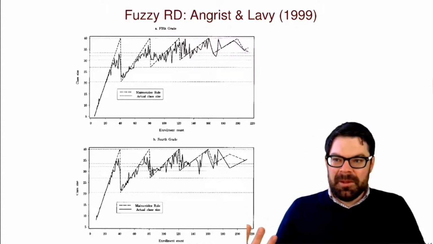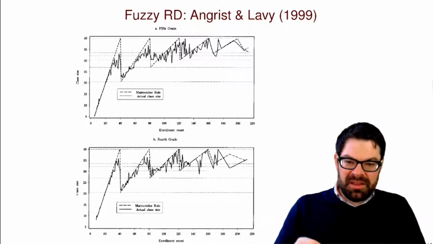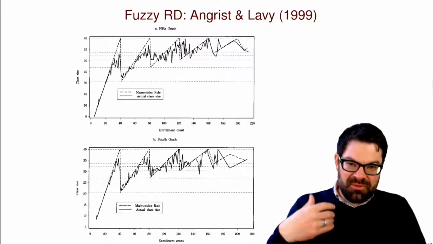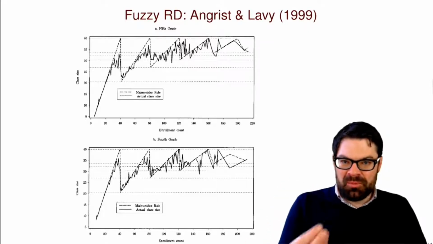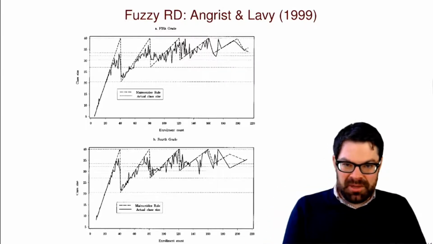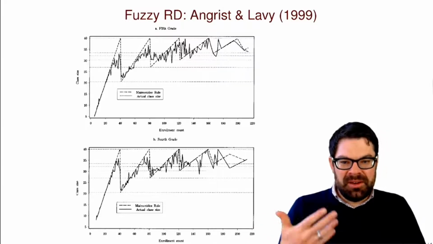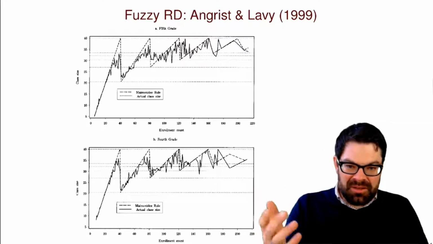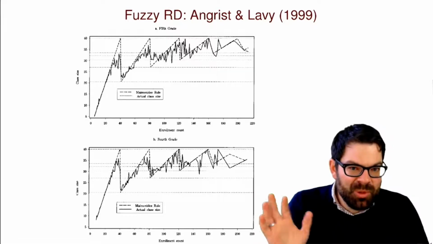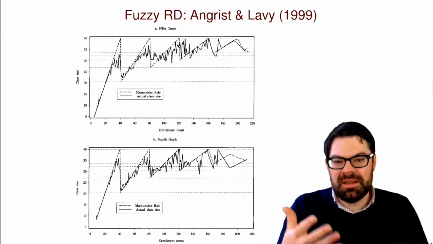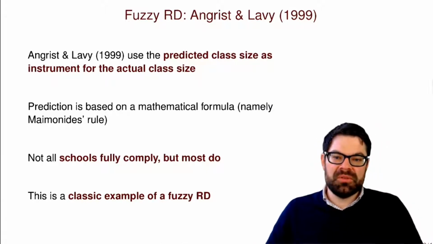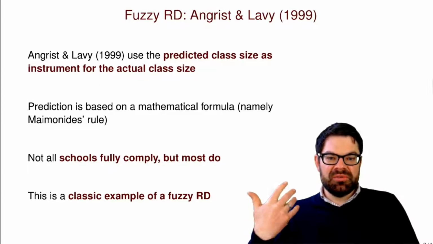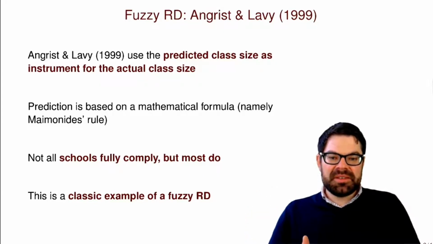Enrollment in a school fluctuates from year to year through natural variation in the number of people with school-age children who live in a neighborhood. And so in some years you're above and in other years you're below. That is, in my view, a reasonable assumption. And you see here that there is imperfect compliance, but there is some compliance. Then what they do is basically use the predicted class size as an instrument for the actual class size.